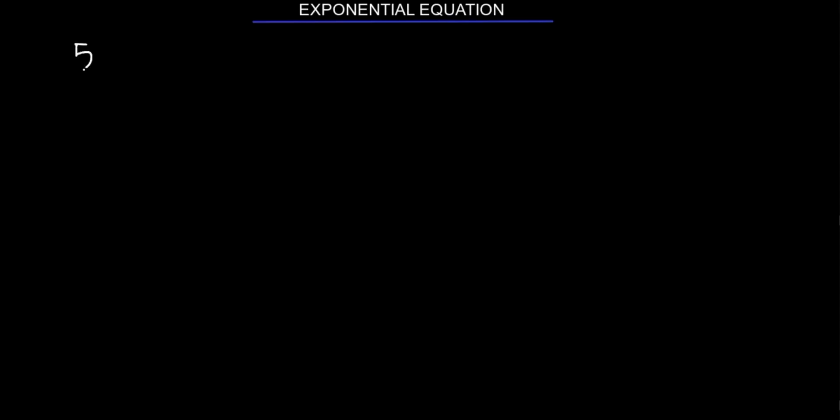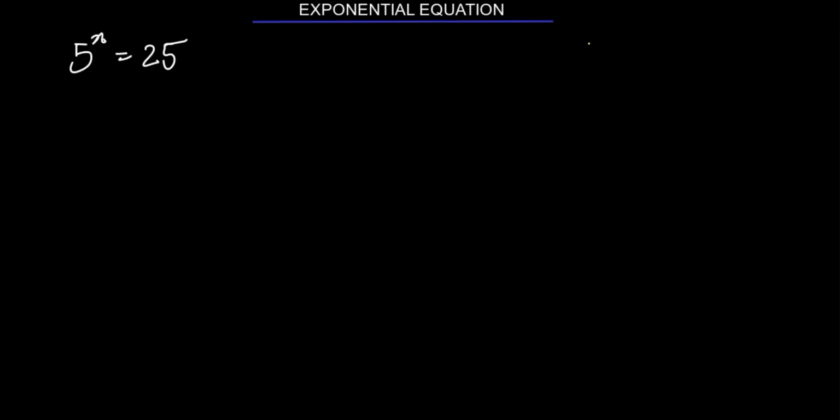If I have 5 to the power of x equal to 25, whenever you have an unknown as your exponent, such an equation is called an exponential equation. That is, when an unknown is a power, then we have an exponential equation. Now, how do we solve all exponential equations? Take a look at these rules.